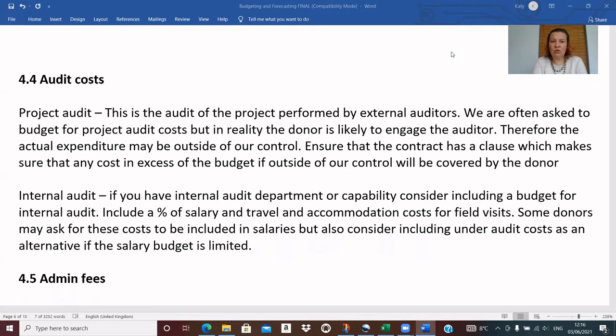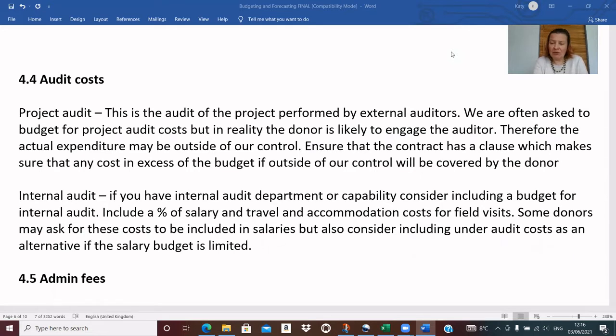Moving on to audit costs. Now, usually there'll be a budget for the project audit, and this would be the audit that is performed by external auditors. In reality, the donor is likely to engage the auditor, and so the actual expenditure may be outside of our control. So we just need to make sure that the contract has a clause which makes sure that any cost in excess of budget, if it's outside of our control, will be covered by the donor.